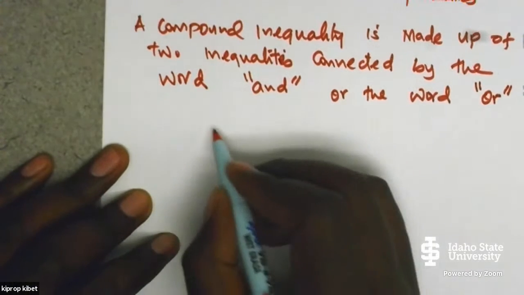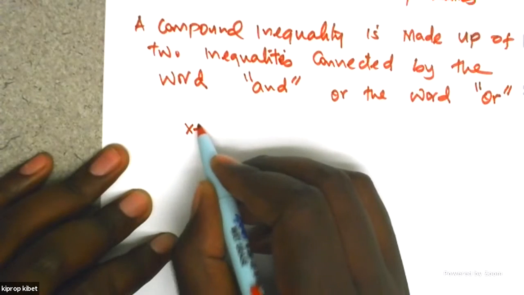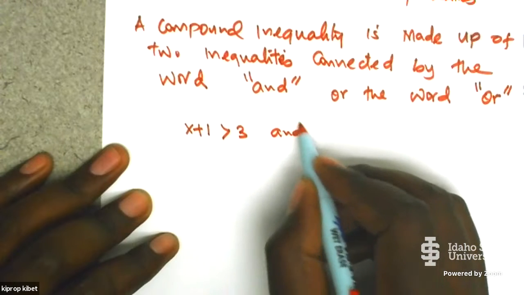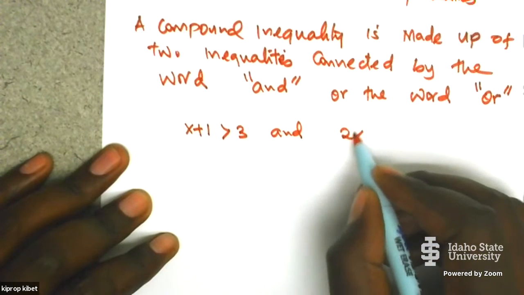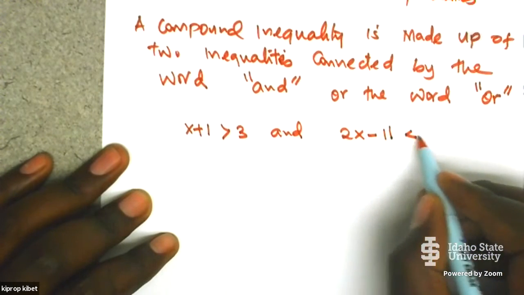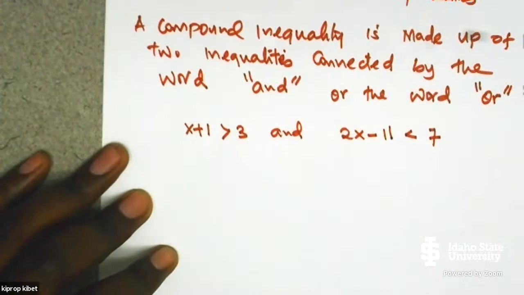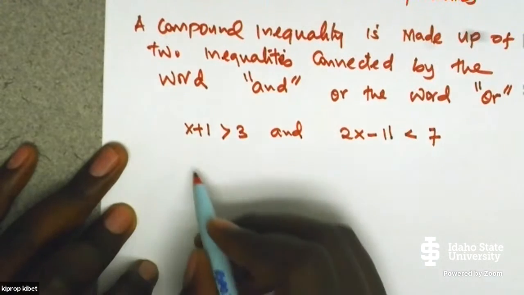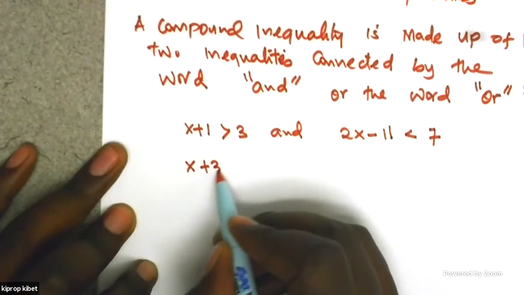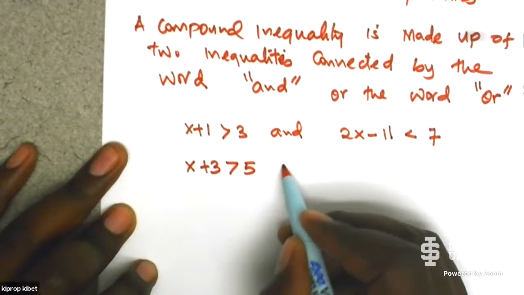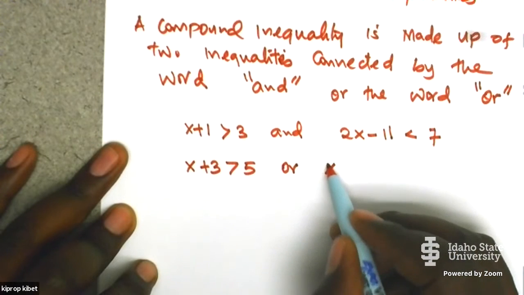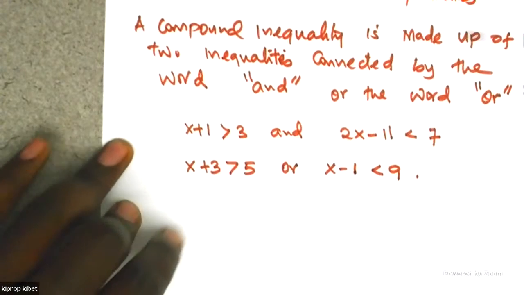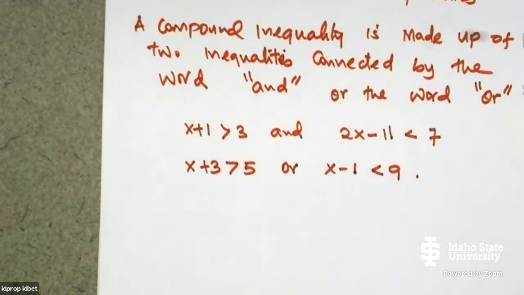For example, x plus 1 is greater than 3 and 2x minus 11 is less than 7. So this is a compound inequality. Or x plus 3 greater than 5 or x minus 1 less than 9. This is also a compound inequality.